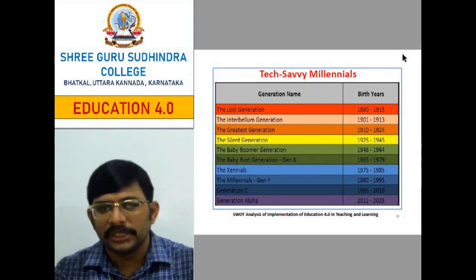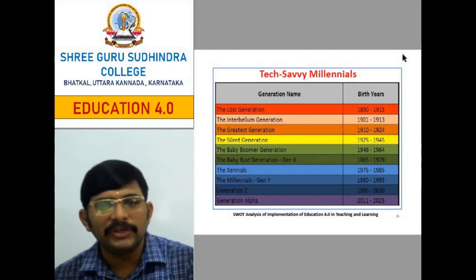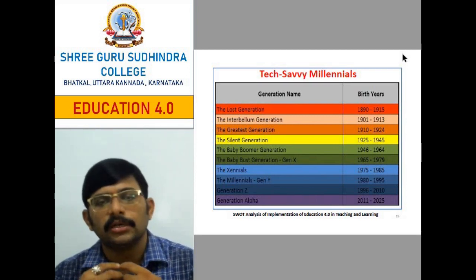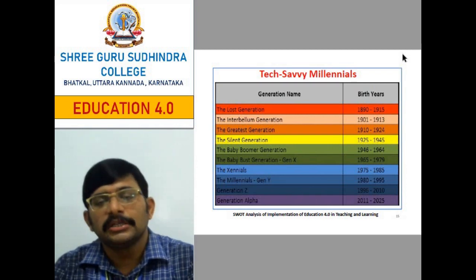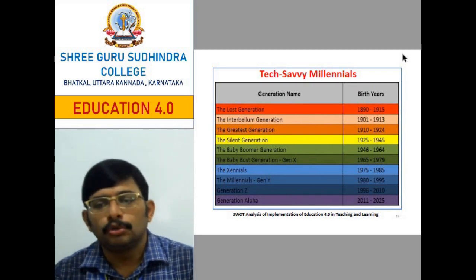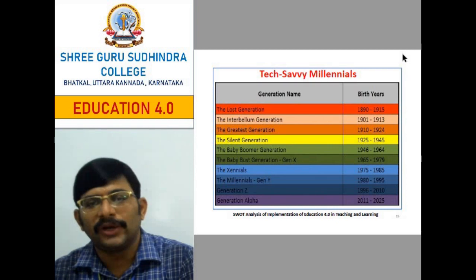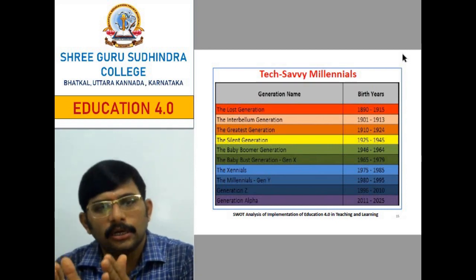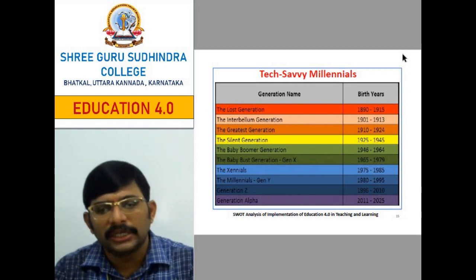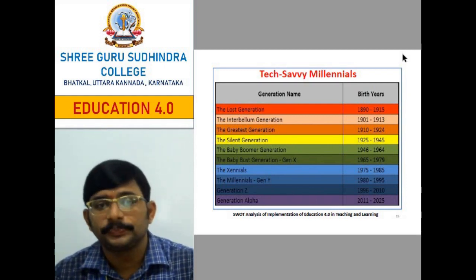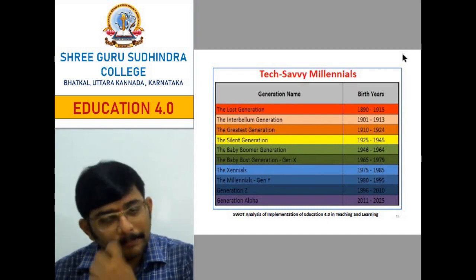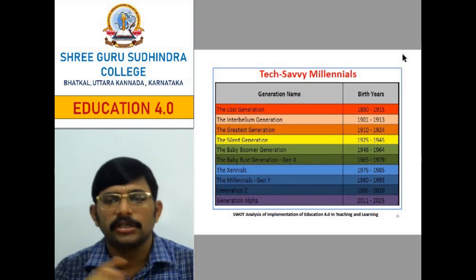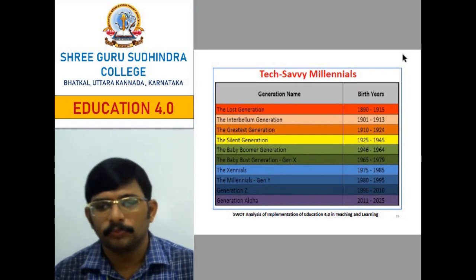Because when we were students, and currently when we deal with the current students, there are lots of changes. We find there is a huge difference, a sea change. The reason is this particular thing. The students who were born in the years 2011 to 2025, we call Generation Alpha students. Now, based on your birth year, you can check which generation you belong to.